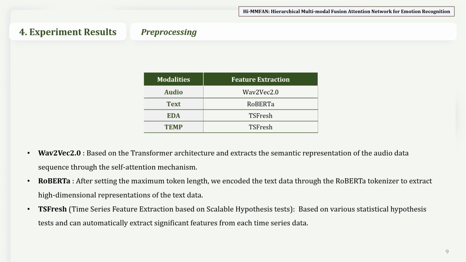In this study, we performed feature extraction considering the characteristics of each modality to use the data as input values for the multimodal fusion network model. For feature extraction of the audio data, we used wav2vec 2.0. And for feature extraction of text data, we utilized the RoBERTa tokenizer. And for the biometric signals EDA and temp, we use TSFresh.